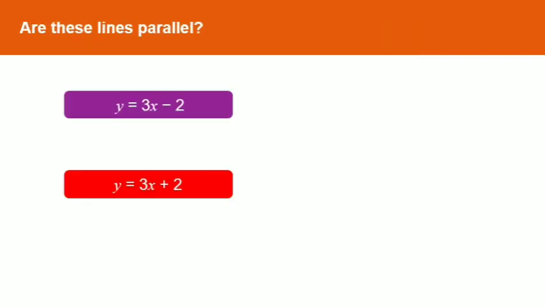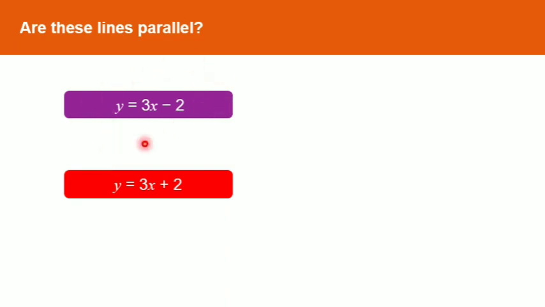Well, I have two line equations in here. First, y equals 3x minus 2 and then the second one, y equals 3x plus 2. And then I also have a question in here. Are these lines parallel? How do we know if they are parallel or not? We have to check their gradient. If the gradients are the same, they will be parallel.